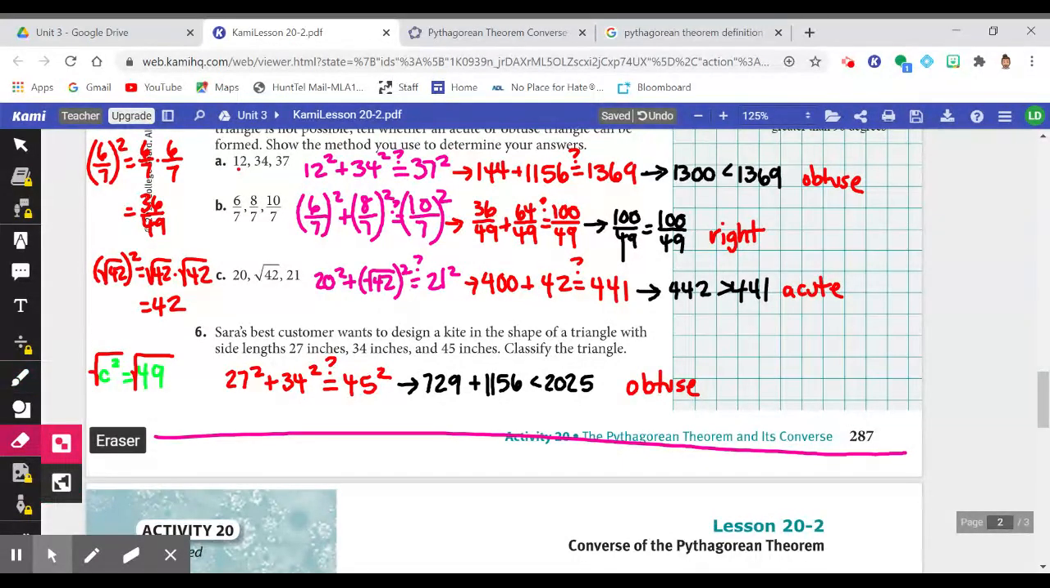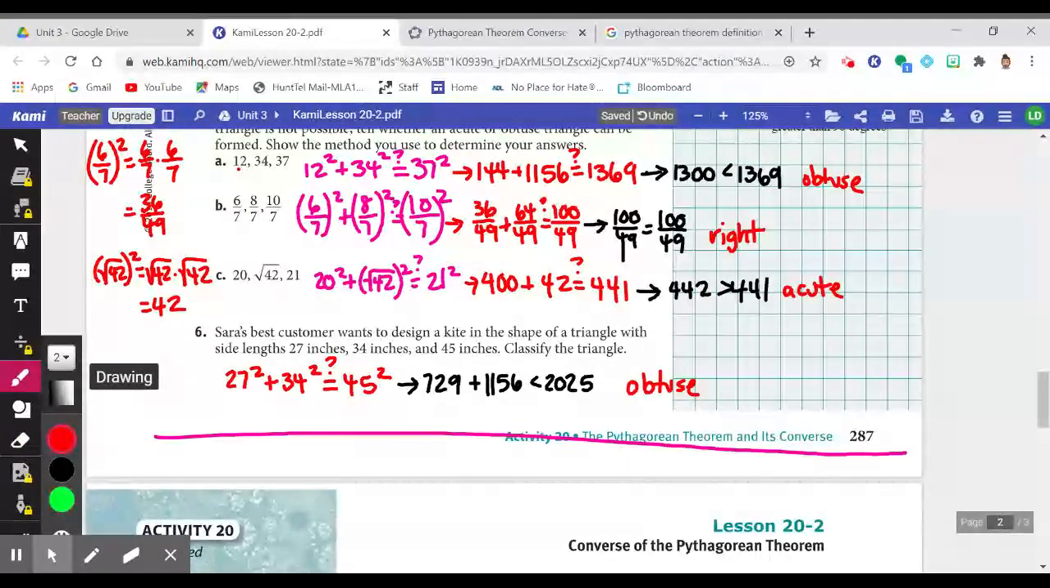So look what we have here, square root of 42 squared. Well, squaring the square root of 42 undoes the square root, and we are left with 42. So the square root of 42 squared is 42. So we get 400 plus 42. Well, it definitely doesn't equal 21 squared, 441. So the sum of our two legs squared is actually greater than our hypotenuse squared. So this is an acute triangle.